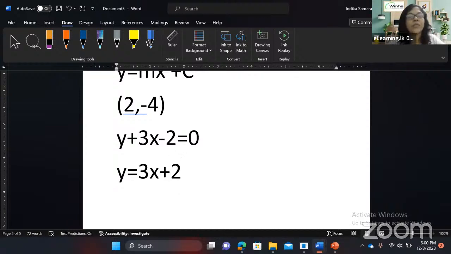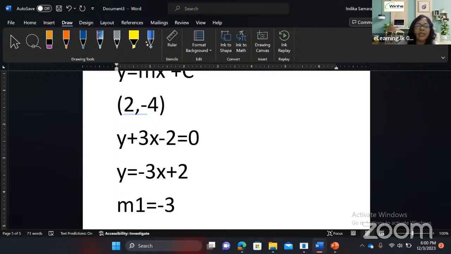Here I'm not going to do the calculation in between those two steps. So you can write y plus 3x minus 2 equals 0 as y equals minus 3x plus 2. Sorry, it should be minus 3x. Now what is the m1 here, or the m of this equation? I will call the gradient m1, and the gradient of this equation is minus 3.